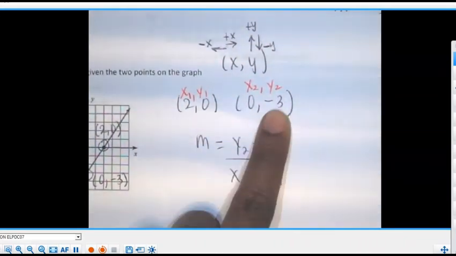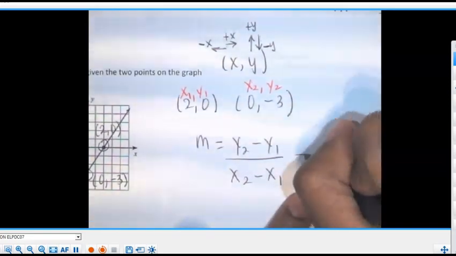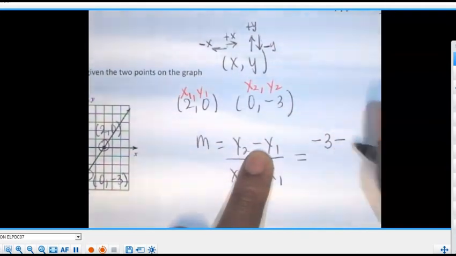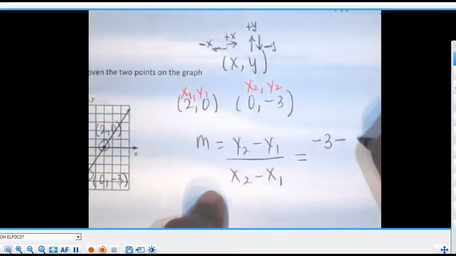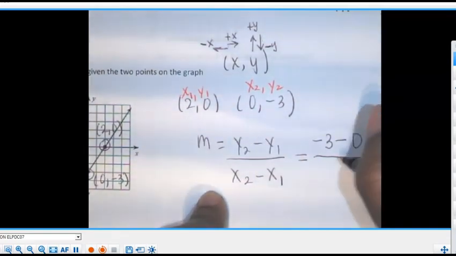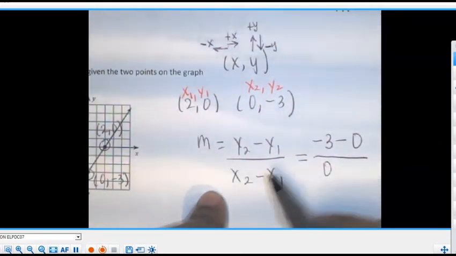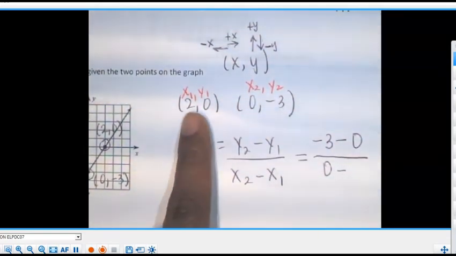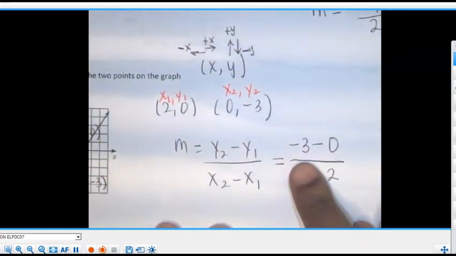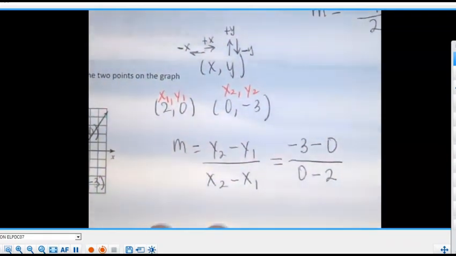What is y2? Well, y2 is equal to negative 3. So I'm going to put my equal sign, and right where that y2 is, I'm going to put a negative 3. Put my subtraction symbol. What is my y1? 0. Divided by, that's a division bar. And then what is my x2? 0. Subtraction. What is my x1? 2. Okay, so again, any number minus 0 is just itself.